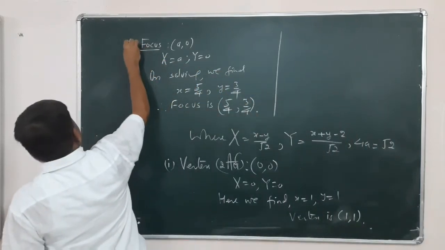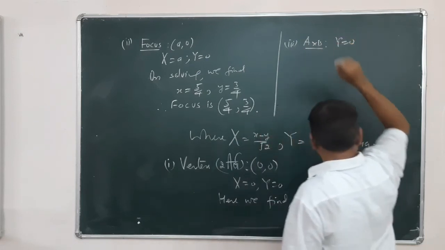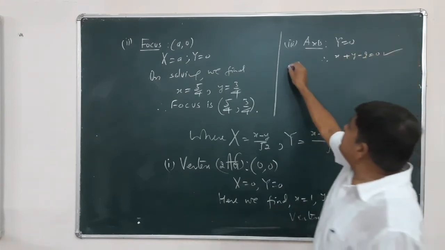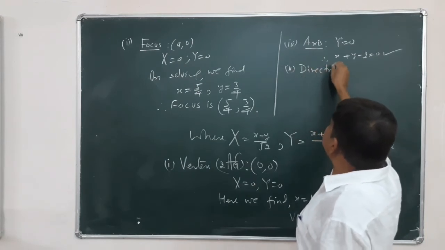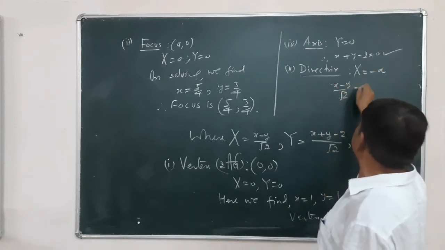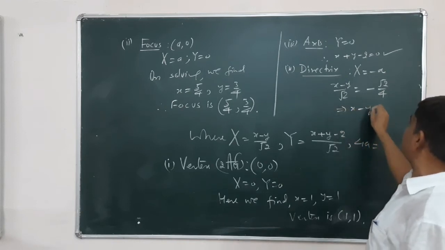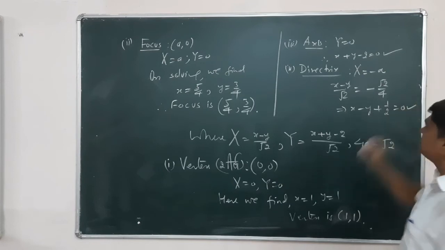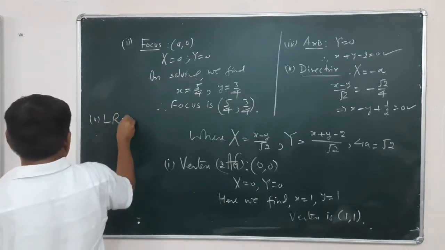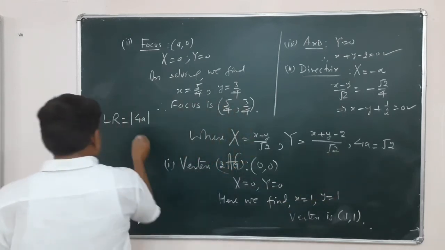This is the second point. Third, axis. Axis means capital Y equals 0, and Y equals 0 means x plus y minus 2 equals 0. Then fourth, directrix. Capital X equals minus a. Capital X means (x minus y) upon root 2 equals minus a, and a means root 2 upon 4. So this is x minus y plus 1 by 2 equals 0. This is the equation of the directrix. And the last, the fifth one, is the length of the latus rectum, that is modulus of 4a, and 4a is root 2.